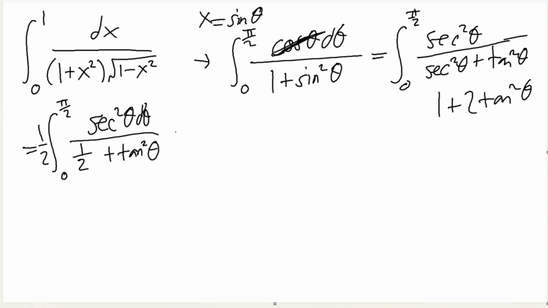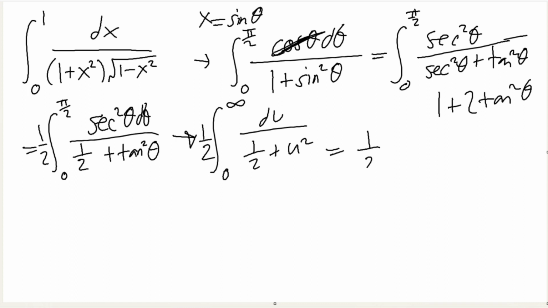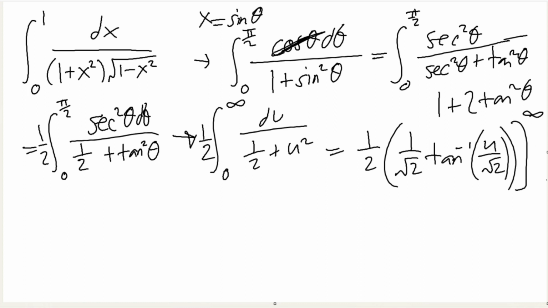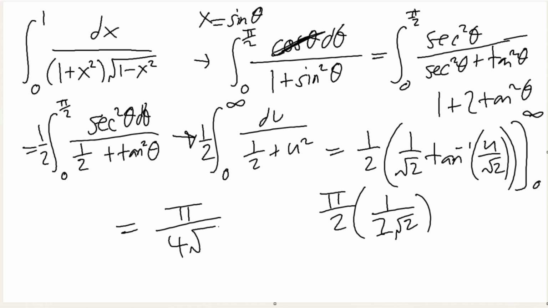Okay. And then we do u substitution, let u equal tangent theta. If we let u equal tangent theta, we get 0 to infinity of 1/2 of du over 1/2 plus u squared. And this will give us 1/2 of 1 over root 2 inverse tangent of u over root 2 from 0 to infinity. And so now, 0 is just 0. Infinity is pi over 2 times 2 root 2. So I guess our answer would be pi over 4 root 2.